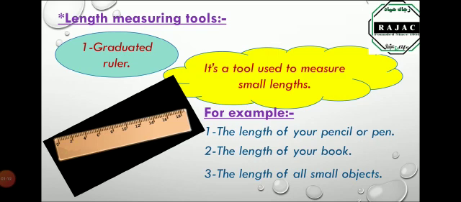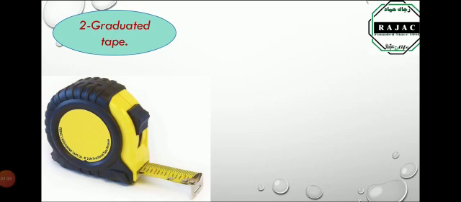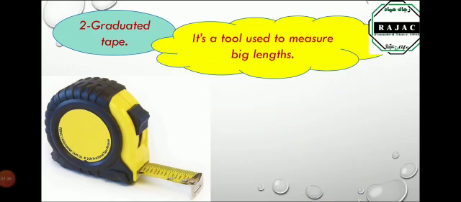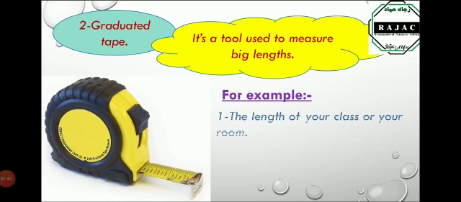If I want to measure the dimensions of my room or my class or the length of my street, we can't use the ruler. So, what should I do? You should use a graduated tape, and this is the graduated tape. It's the tool used to measure big lengths. Ruler for small lengths, tape for big lengths, like the length of your class or your room and the length of the street.